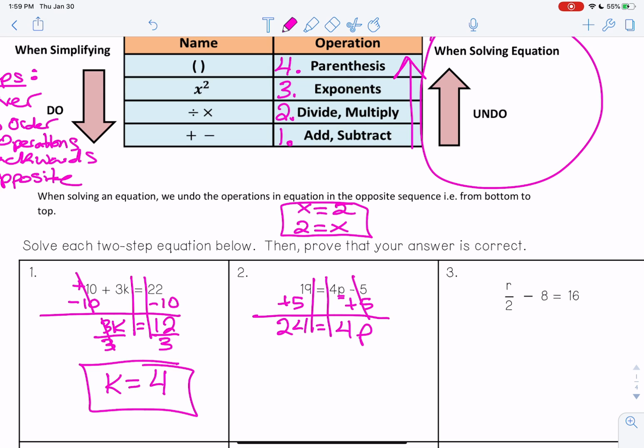24 equals 4p. 4p is 4 times p, so the opposite, because remember that's step 3, do the opposite, would be to divide by 4. And whatever you do to one side, you have to do to the other. 4 divided by 4 is 1. 1 times p is just p, so they cancel out. And you get 6 equals p, which is the same thing as p equals 6.